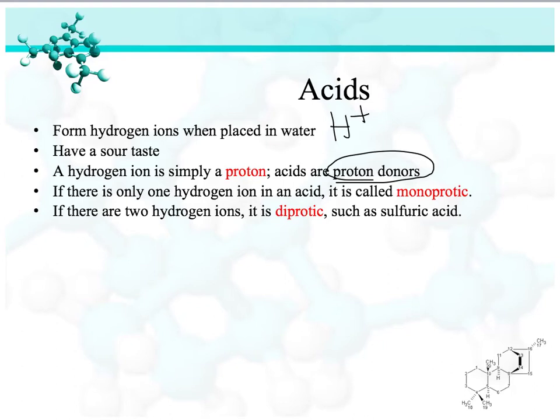If there's only one hydrogen ion, it's monoprotic. If there's two, it's diprotic. If there's more than two, we say polyprotic, usually.